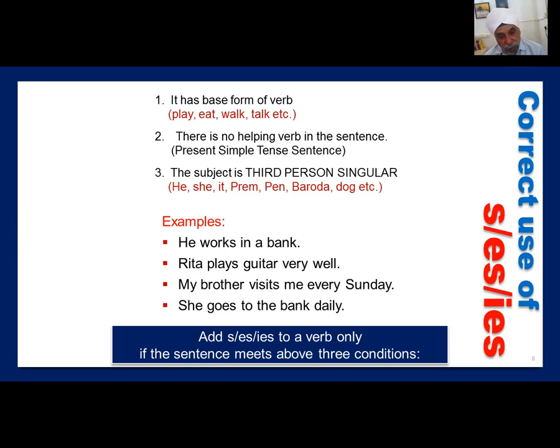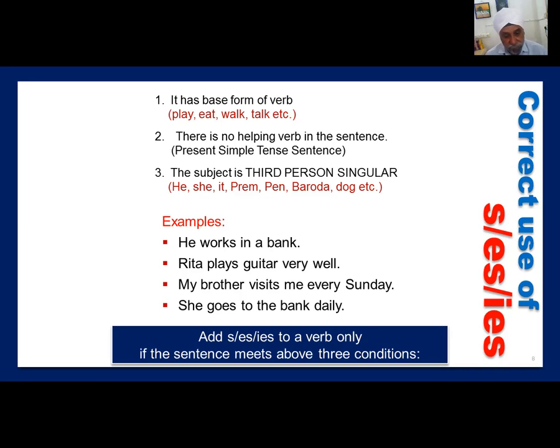Please note that only a present simple tense sentence fulfills these two conditions. In a present simple tense sentence, we use a simple verb and there is no helping verb in the sentence. Third condition is the subject should be third person singular: he, she, it, Prem, pen, Baroda, dog, etc. That is, if your sentence fulfills all these three conditions, you have to add either s or es or ies with the verb.